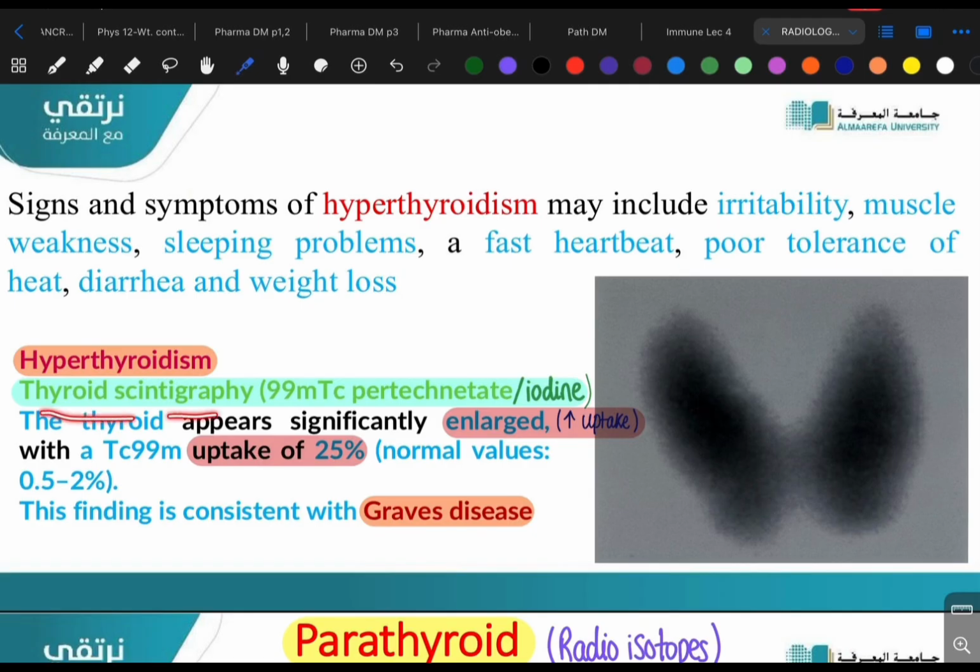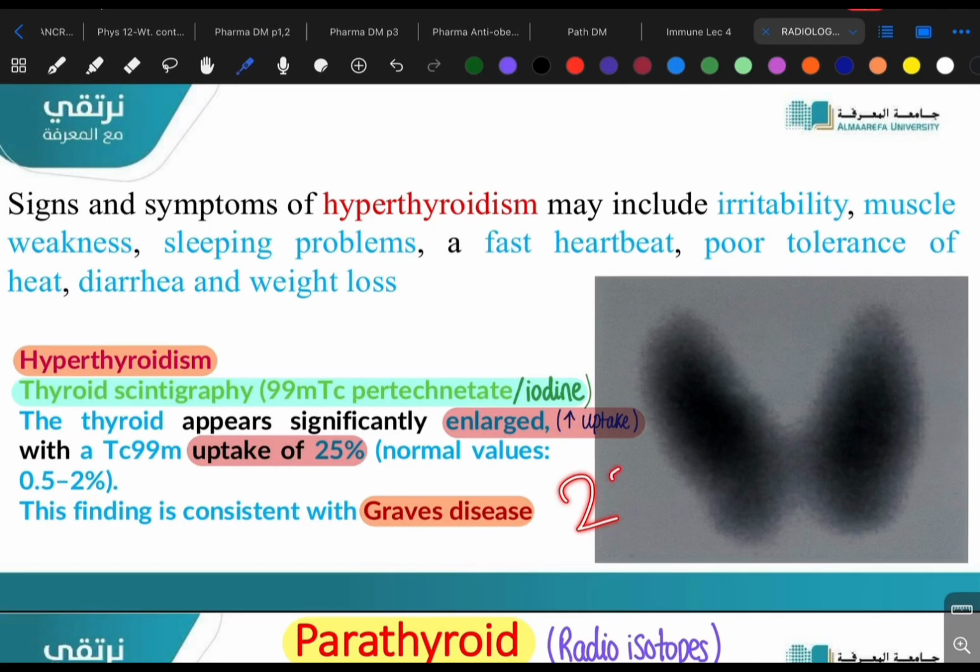We use thyroid scintigraphy, which is 99mTc or iodine. And what appears? What's the most significant thing that we can see? That it's enlarged. Both lobes of the thyroid are enlarged, and there's high uptake of iodine. In hyperthyroidism we have high uptake of iodine, but how much exactly?